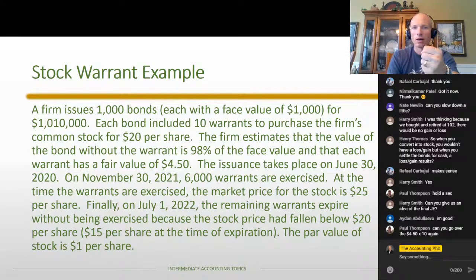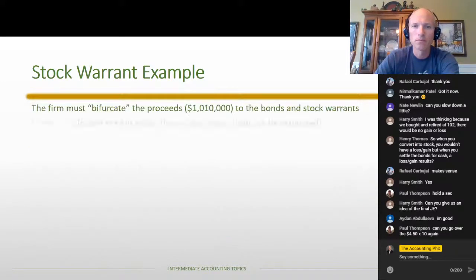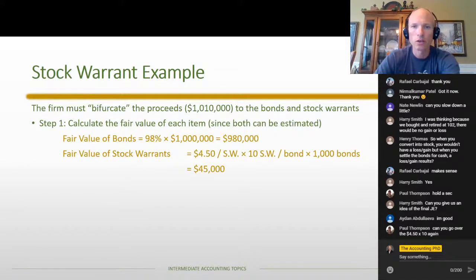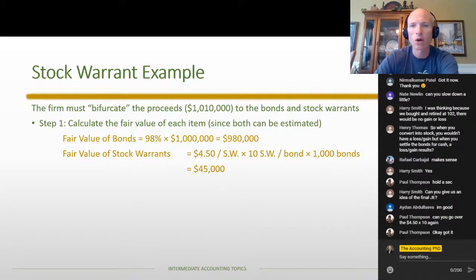and $980 for each bond. What they're thinking is this is worth 98% of par, or $980, and this is worth $45. That's what they're estimating. So that's where that 450 times 10 came from. It's the number of warrants per bond, and it's the fair value per stock warrant, which is right here. So it's the $4.50 per stock warrant times 10 stock warrants per bond.